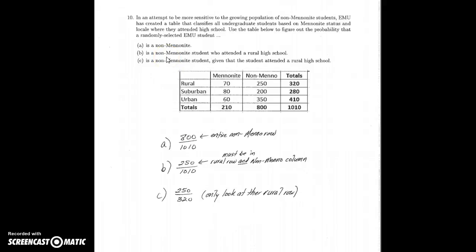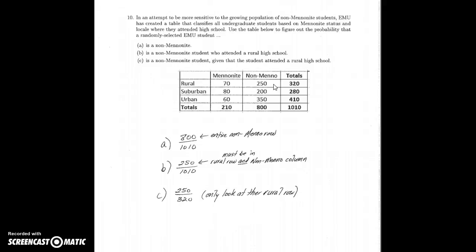Here we have non-Mennonite attending rural, so here we do want to look at just this one category, so 250 out of the total 1010. And finally, given that the student attended a rural high school, so we're only looking at these 320 now. We're completely ignoring these because this is that additional information we have. So out of those 320, 250 were non-Mennonite, so we divide those two to get our answer.